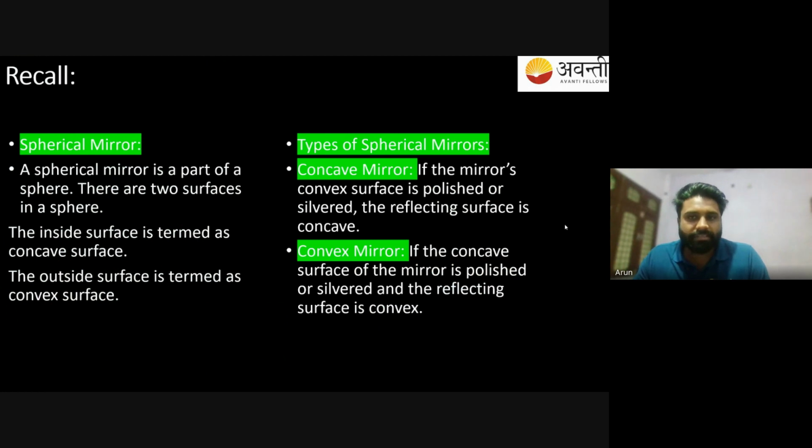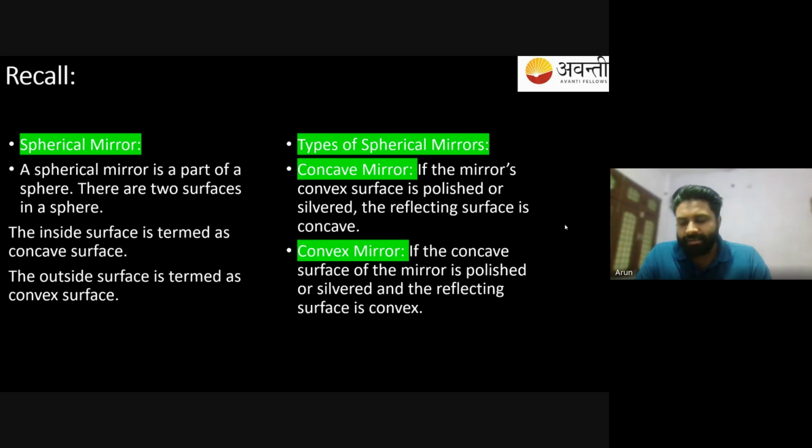Okay, if we cut this, then we have two surfaces. One of the surfaces is called the concave surface, and one of the surfaces is called the convex surface. The outer part of the sphere is termed the convex surface, and the inner part of the sphere is termed the concave surface. So based on these two surfaces, we have two spherical mirrors, concave mirror and convex mirror.